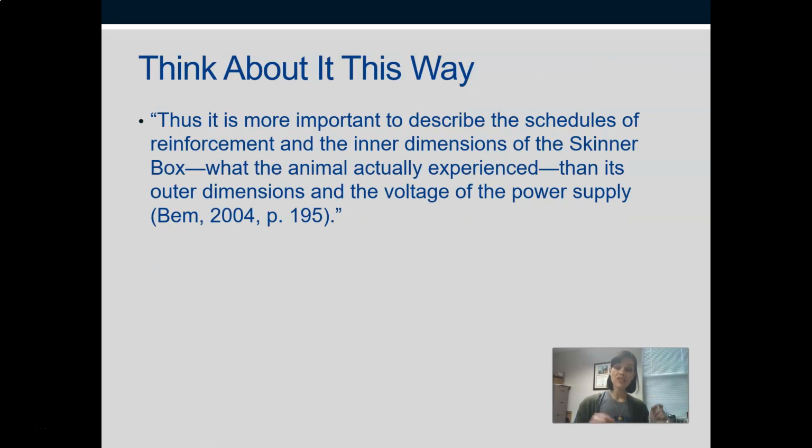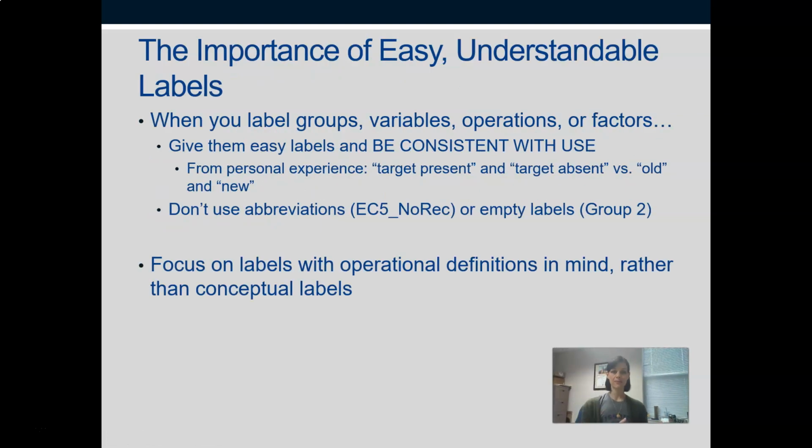Thus, it is more important to describe the schedules of reinforcement and the inner dimensions of the Skinner box, what the animal actually experienced, than its outer dimensions and the voltage of the power supply. Now, you might want to put that in there, but honestly, the more important things are the former, what the participant is actually experiencing. Now, when you write your method section, you might want to label groups or variables or different operations or different factors. Give them easy labels and be consistent with their use.